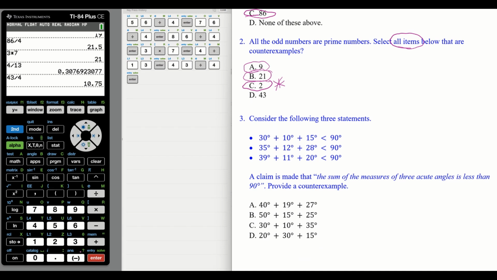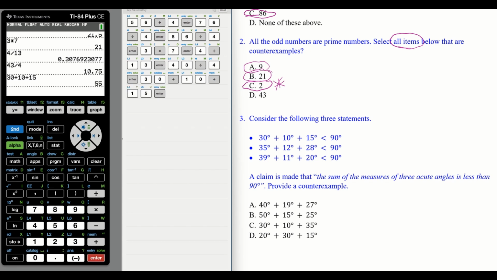Consider the following 3 statements. Okay, this looks like they're dealing with something like a triangle inequality. No, they're not triangles, but it is an inequality. They're saying that the 3 angles added together are less than 90 degrees. Let's give it a go. Let's just put all 3 in the calculator. 30 plus 10 plus 15. Okay, that is less than 90. All right, so I'm going to say yep.